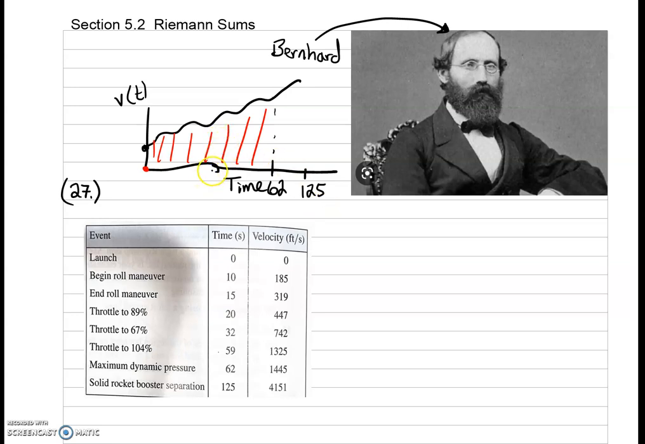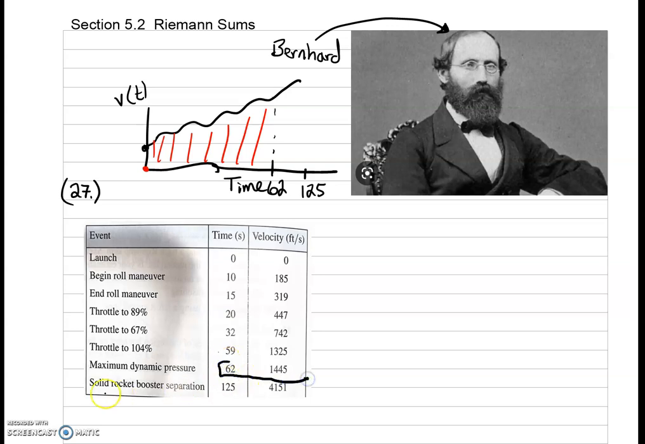I'm going to finish up that 5.2 homework for you, the problems I couldn't get to in class. We'll start off with number 27 here. Number 27 asks us to do a right Riemann sum. We're given data to estimate the height above the Earth's surface 62 seconds after liftoff.